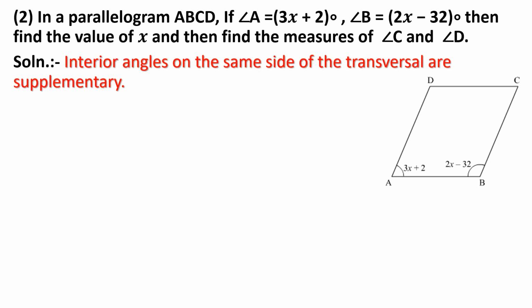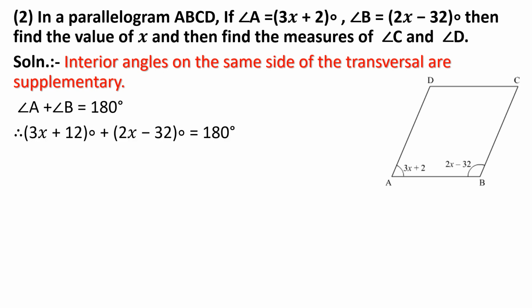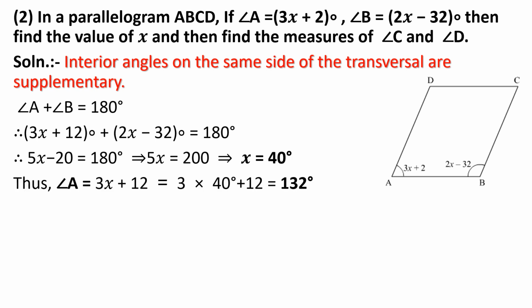So let us start. Interior angles on the same side of the transversal are supplementary. This way you can write, or you can write adjacent angles of a parallelogram are supplementary. So angle A plus angle B equal to 180 degree. So 3x plus 2 plus 2x minus 32 equal to 180 degree. Like this, find out the value of x. X equal to 40 degrees. Now substitute that value of x in measure of angle A given, that is 3x plus 2. It is 132, and for angle B, that is 48 degrees.